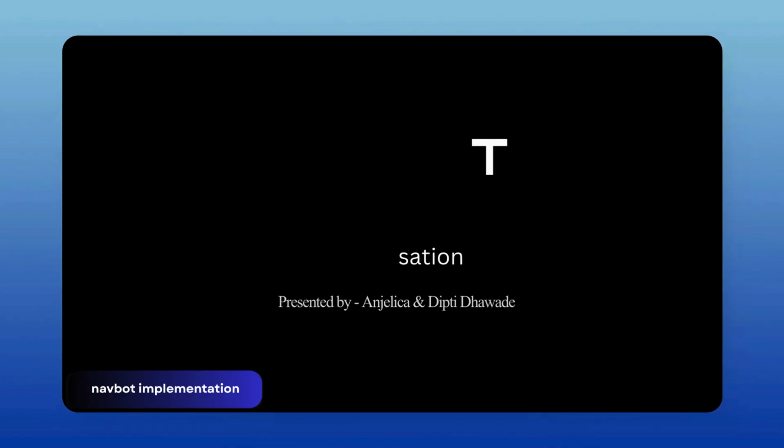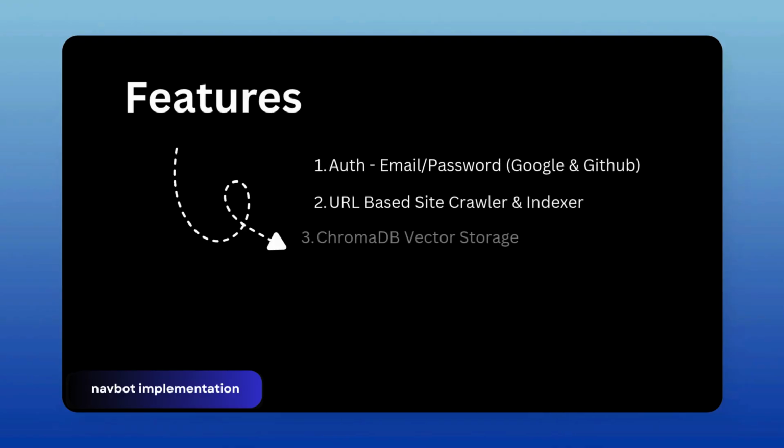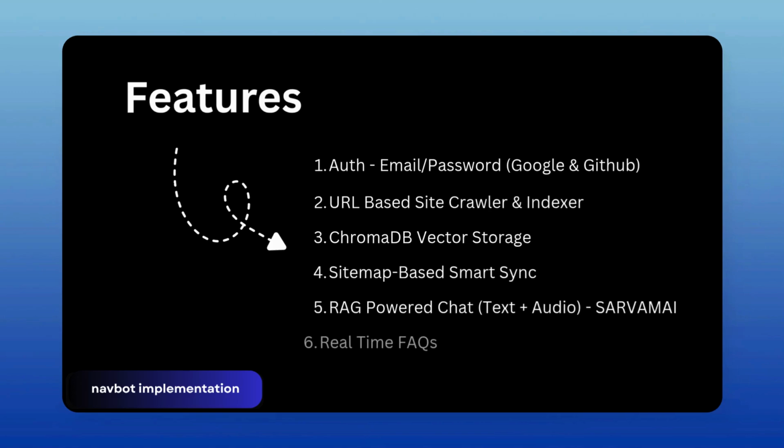Here's what we built. Authentication via email, Google, and GitHub OAuth. URL-based crawling up to 500 pages per site. ChromaDB as our vector store. Smart sync that only recrawls what actually changed. RAG-powered chat via Sarvam AI. Real-time FAQ generation from visitor query history. Voice input, text-to-speech output, and automatic color palette extraction so our widget matches whatever site it's embedded on.